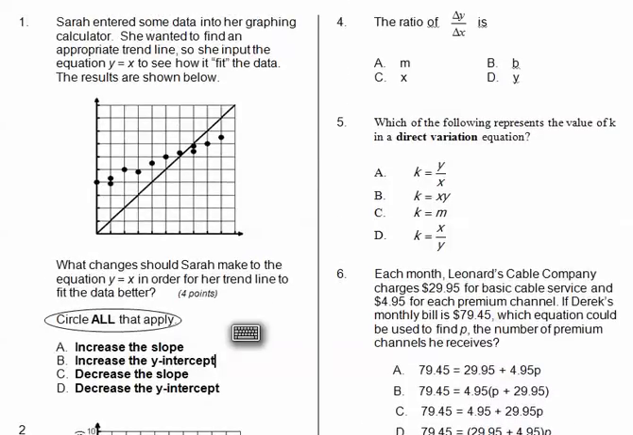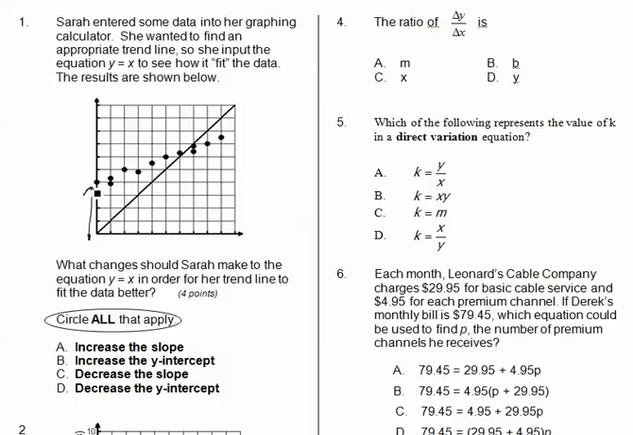So number one, Sarah entered some data in her graphing calculator. She wanted to find an appropriate trend line. So she input the equation y equals x, that's this line here, to see how it fit the data. The results are shown below. She entered these plots, and it doesn't fit very well. So what changes could Sarah make to the equation y equals x in order for her trend line to fit the data better? So this is the y-intercept.